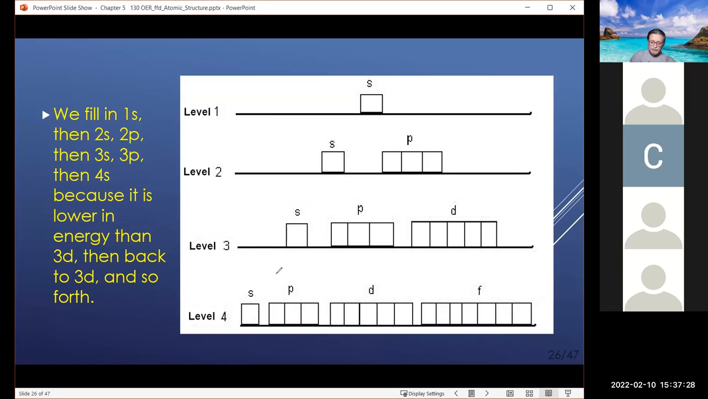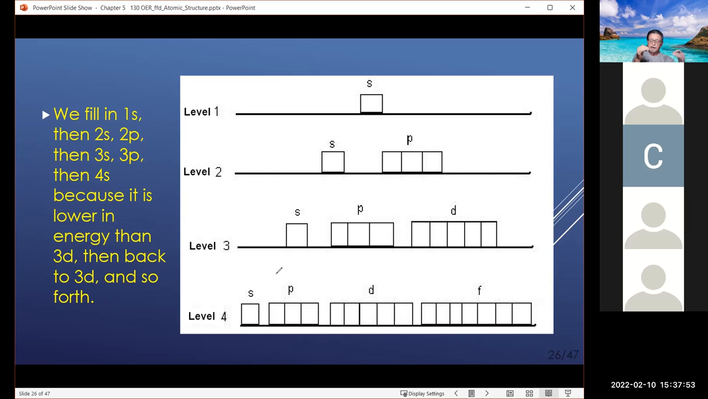And just a rehash on the energy levels sequence. Energy level 1 only has 1 orbit. That's the S. That's it. So that's hydrogen and helium. We're done with that. That's it. All right. The second energy level has both the S and the P.